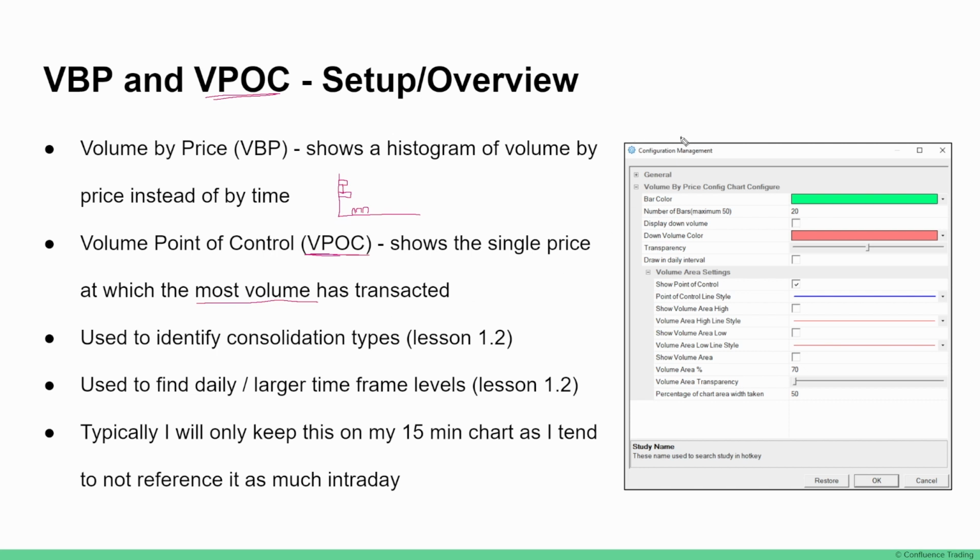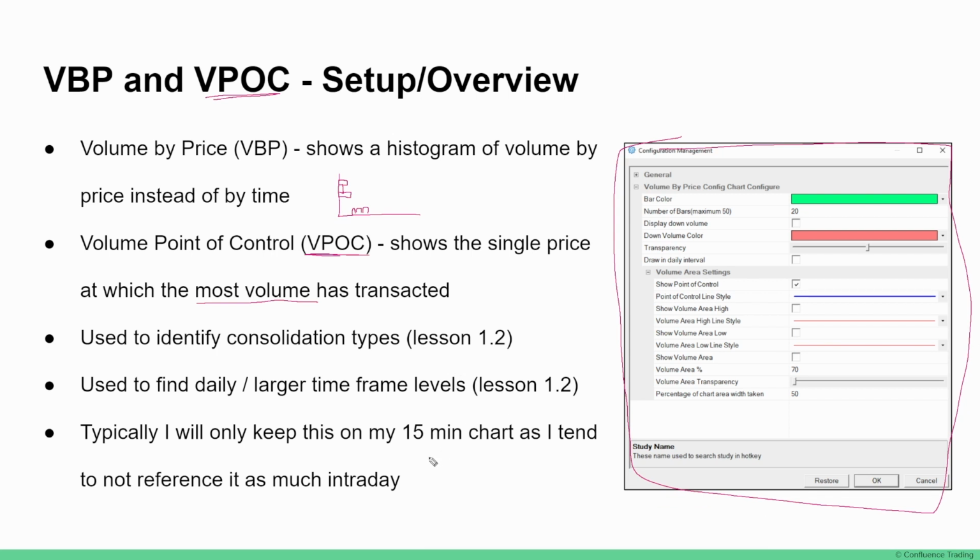So this is how I typically set it up on my charts, and I'll show you some examples of this in a second, but VPOC can be used for a couple different things. First, it can be used to identify consolidation types, which we talked about in lesson 1.2. And second, you can use it to find these larger time frame levels and identify very important support and resistance zones, which again, we talked about in lesson 1.2.